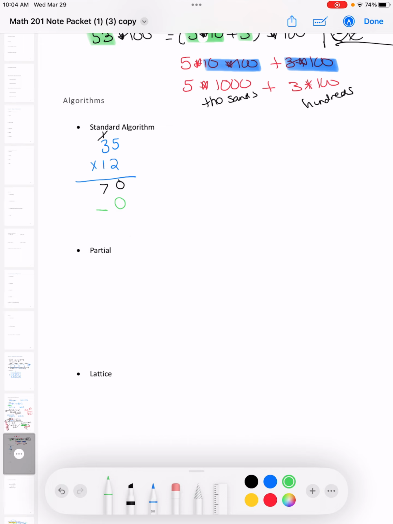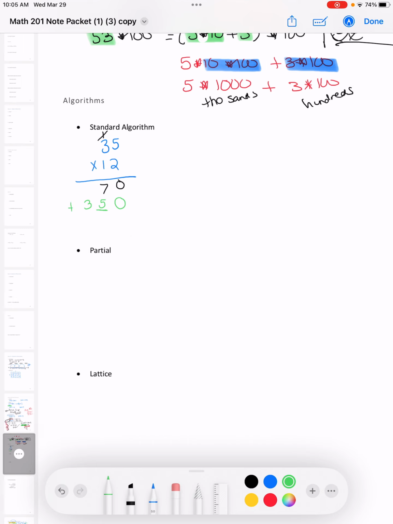That 1 times 5 is going to give me 5. Again, it's got to go in that 10 spot because the 1 is in the 10 spot. That's really 10 times 5, which is 50. And then 1 times 3 is 3. It's going to go over there in that 100 spot because technically that's 10 times 30, which is 300.